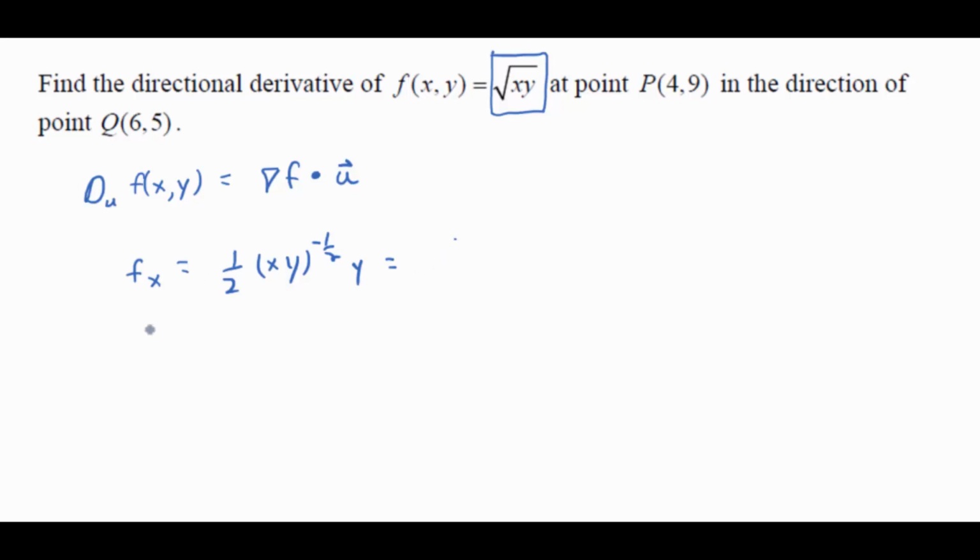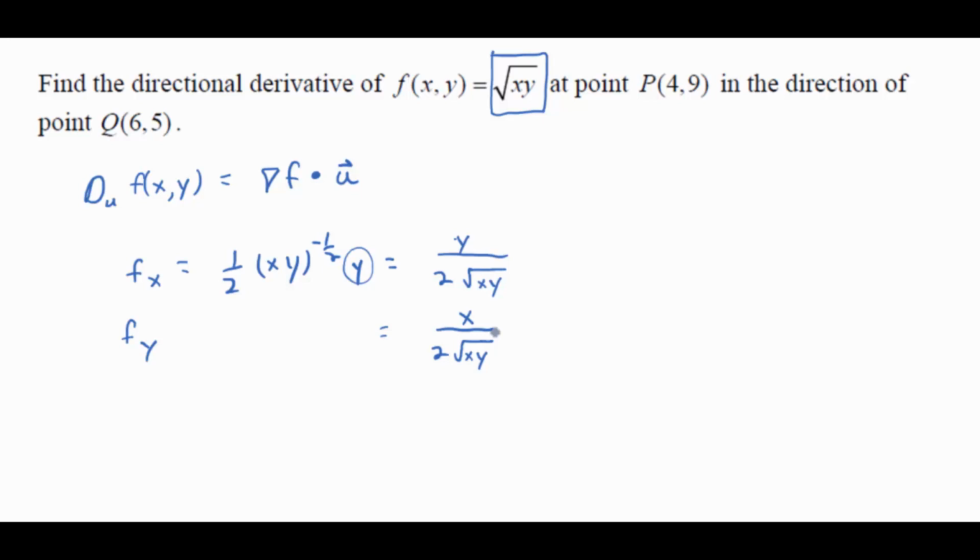Would it be negative y? Wouldn't it be y on top, just this y, right? Oh, yeah. Over 2 square root of x times y? Does everybody believe that? Okay. And now can we use a little symmetry here to get f sub y? What would that be? X on the top. Same thing except x on the top. So that's kind of nice.